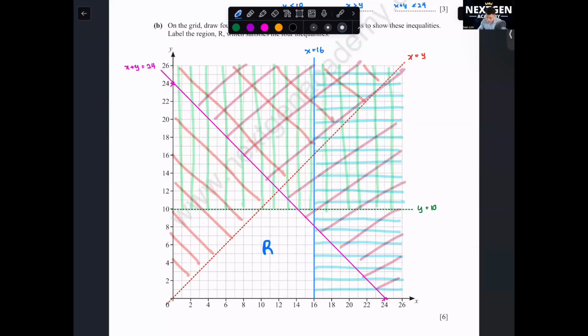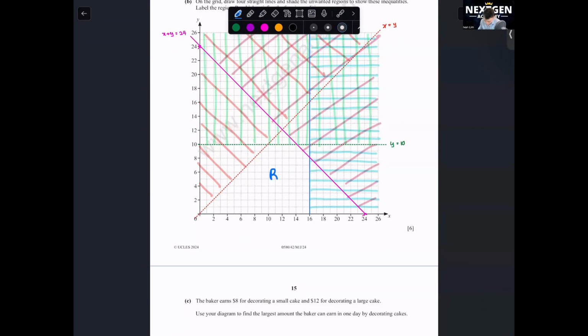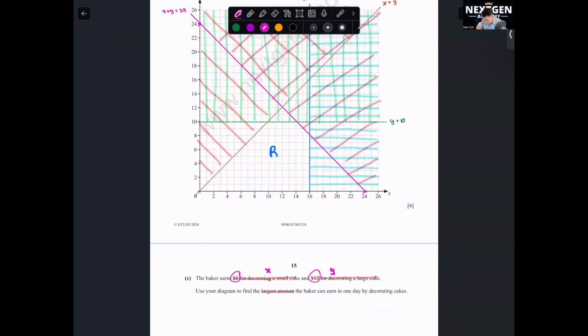Okay, next one. The baker earns $8 for decorating a small cake and $12 for decorating a large cake. So small is 8, large is 12. Find the largest amount the baker can earn in one day by decorating cakes. So this is your x value, this is your y value. Y gives you a bigger multiple, x a smaller multiple. So to find the profit, the largest amount he can earn, the formula will be 8x plus 12y.